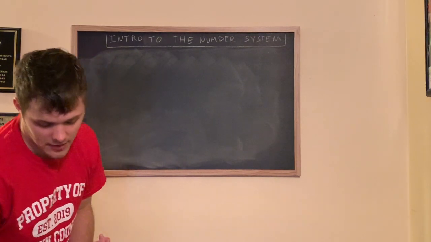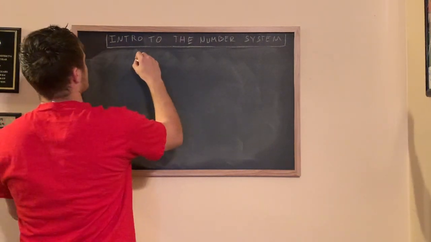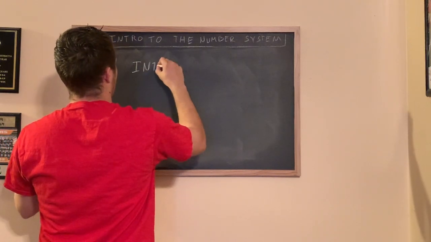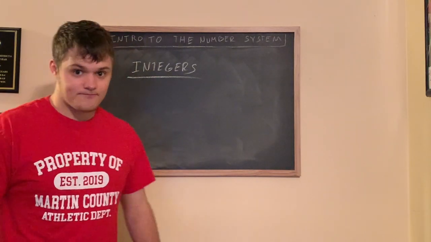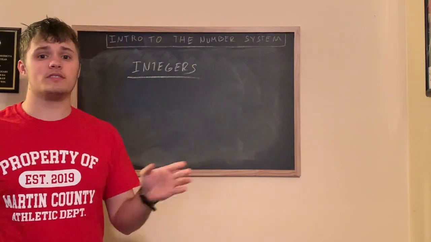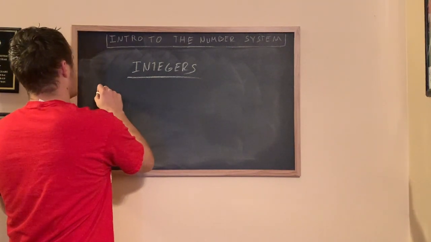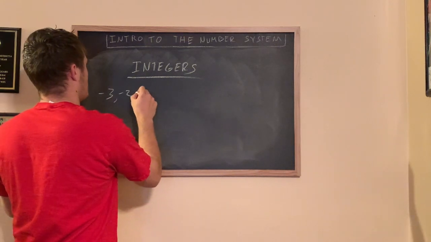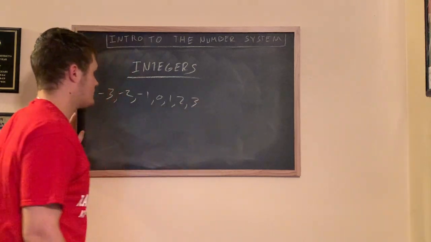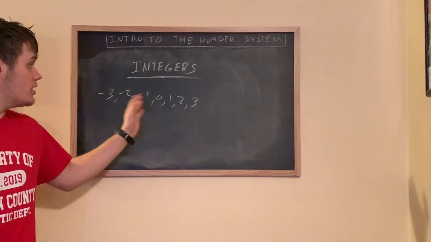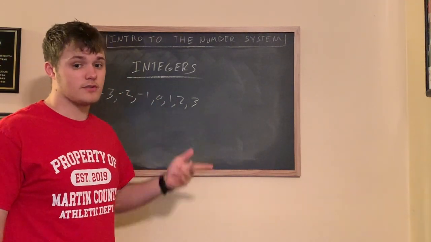Okay, the next type of numbers that we will deal with are the integers. Okay, so integers are all the positive numbers and their negative counterparts. So for example, we got like -3, -2, -1, 0, 1, 2, 3. So these are integers. It's all the whole numbers and their negative counterparts.